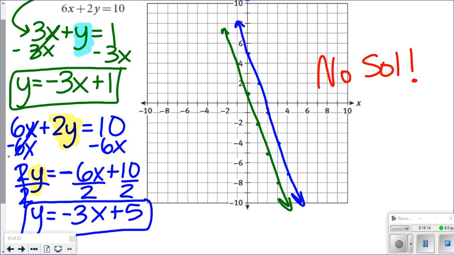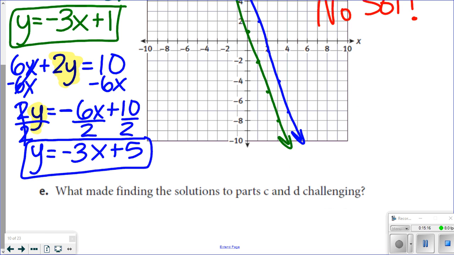Okay, so question E says, what made finding the solution to parts C and D challenging? Well, it's difficult to estimate answers or solutions that are not integers or whole numbers. Right, for question C, we had a decimal or a fraction. And then for question D, there was no intersection point when the lines are parallel, when they have the same slope, so there's no solution here.